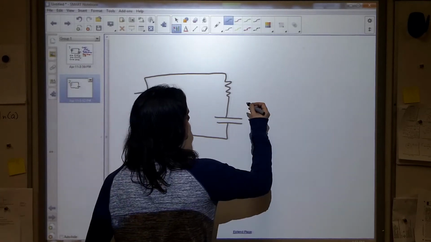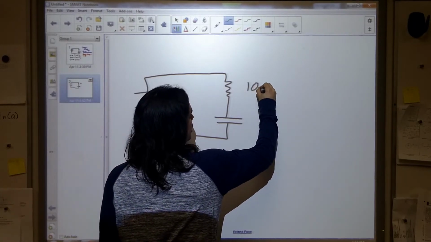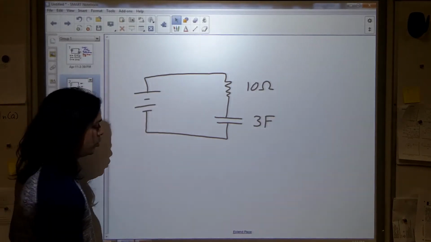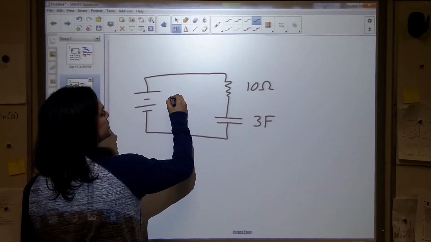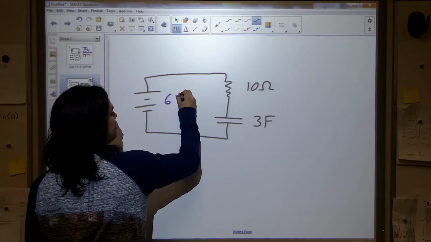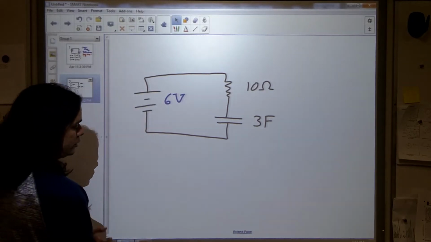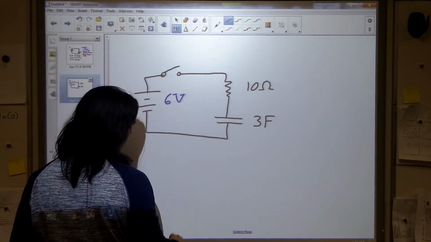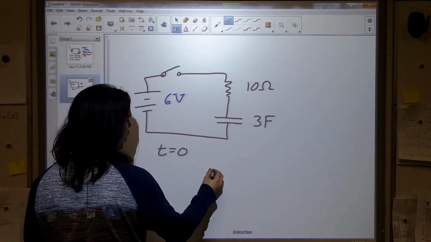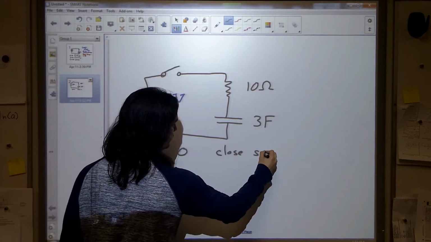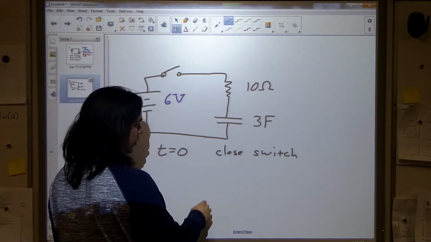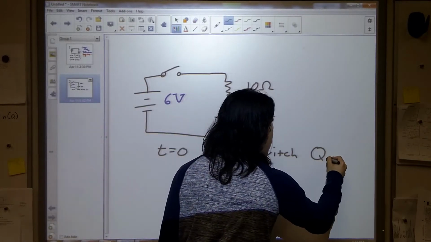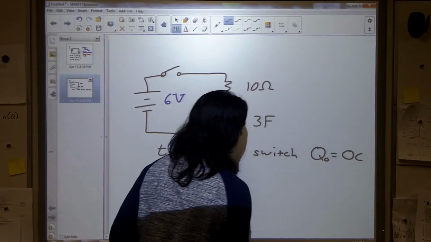All right, let's say that we have a resistance of, let's go with some ludicrous numbers here, 10 ohms, and let's say this is a 3 farad capacitor. And what I'm going to do is install, let's say, a 6-volt battery. Technically, it would help if I put a switch in here. And I'm going to say at time equals 0, I close the switch. I'm also going to tell you that the capacitor starts off with no charge, so at t equals 0, Q initial is equal to 0 coulombs.